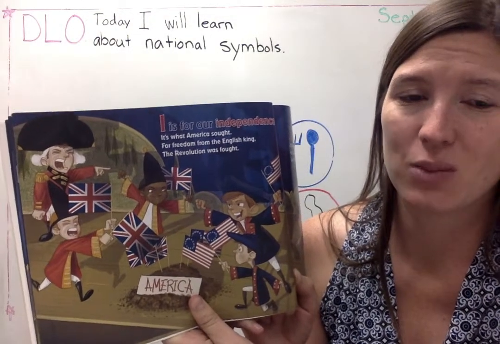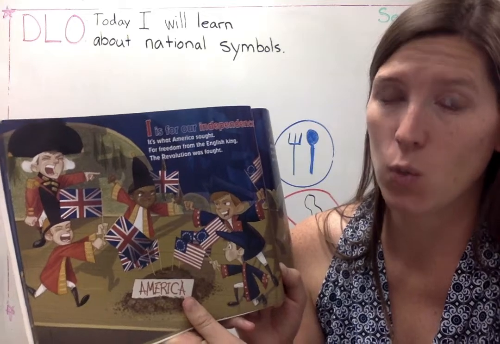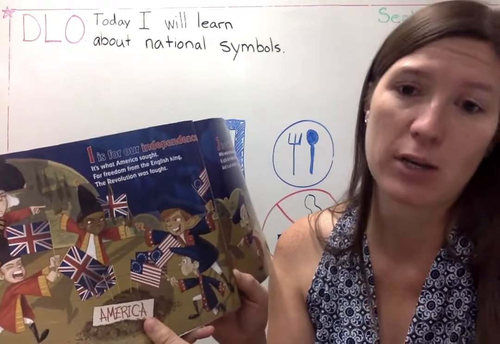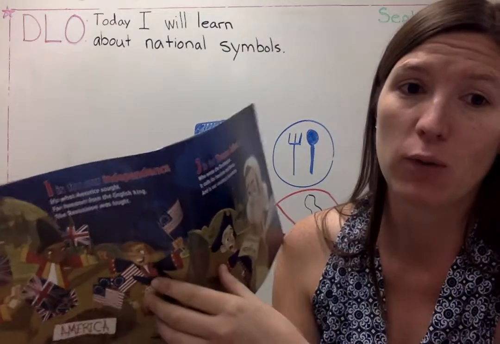So independence, we had a big war for many years, and then we had the Declaration of Independence. It's called the American Revolutionary War.